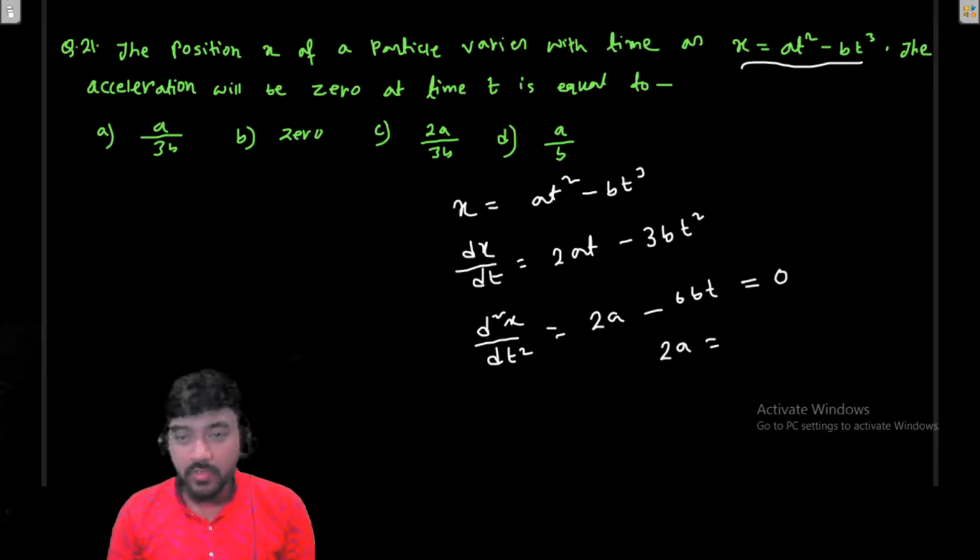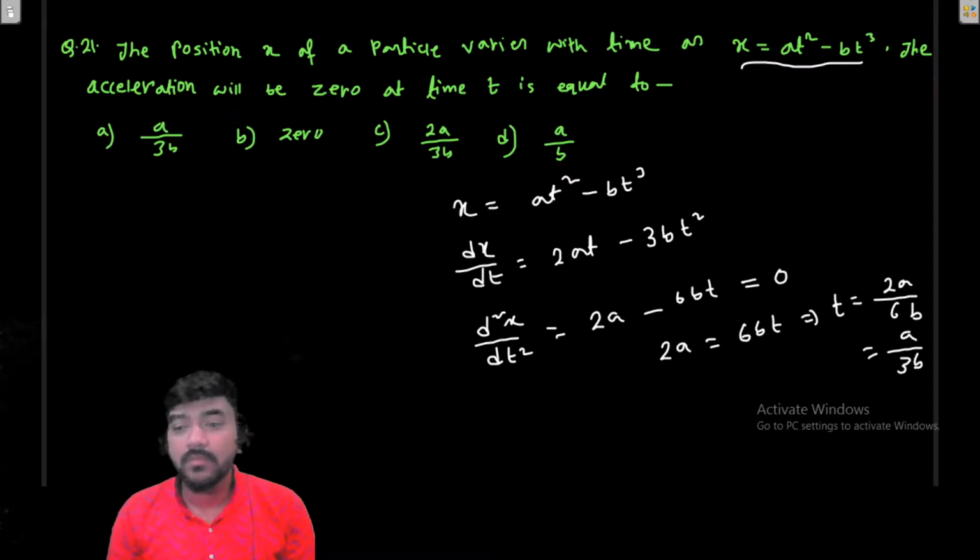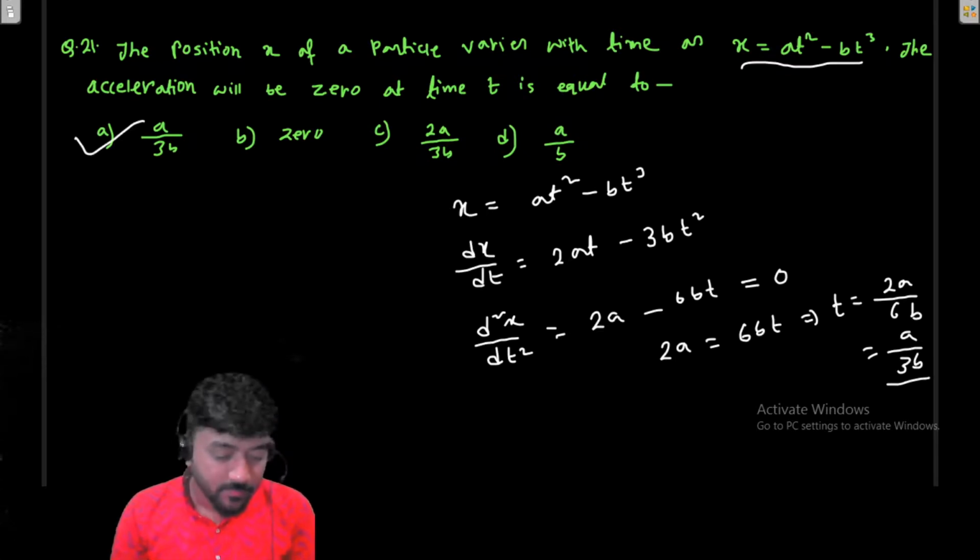So it will be 2a is equal to 6bt. So t will be 2a by 6b, that means a by 3b. So a by 3b will be the correct answer. So it will be option A, I think. Yes. Next question.